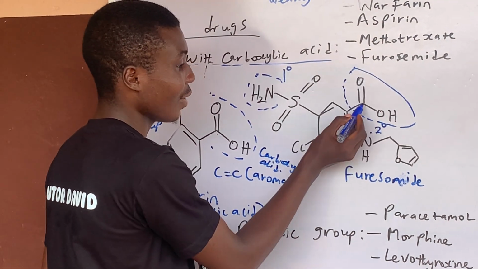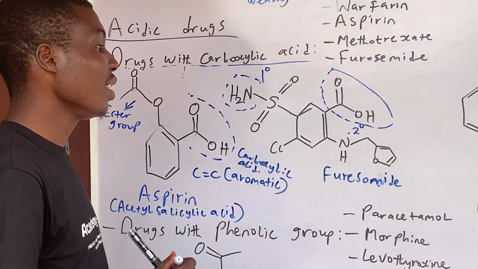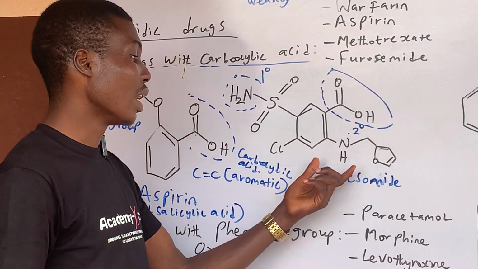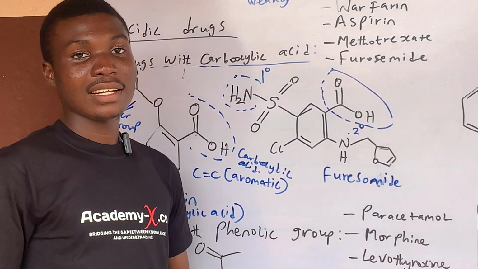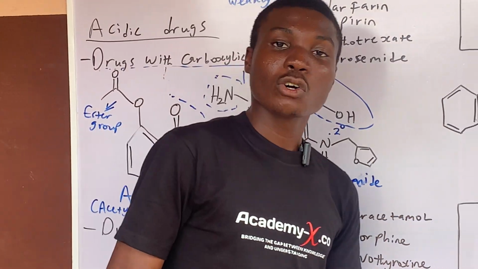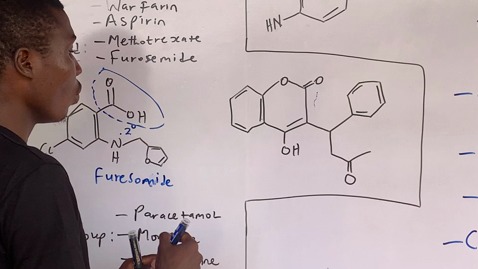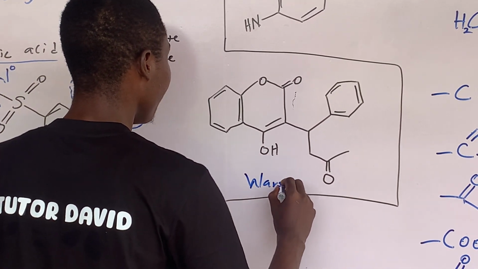carboxylic acid group. So this is our COOH. The effect of the carboxylic acid group is much stronger than what you have from the secondary and the primary amine, and as a result furosemide is classified as an acidic drug. And then the last acidic drug we'll be considering today is going to be warfarin.